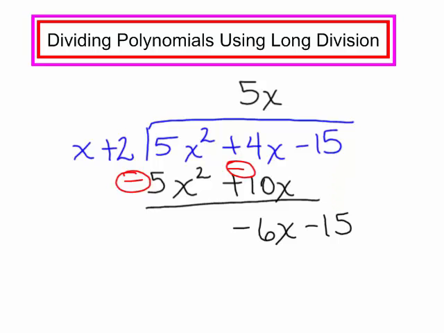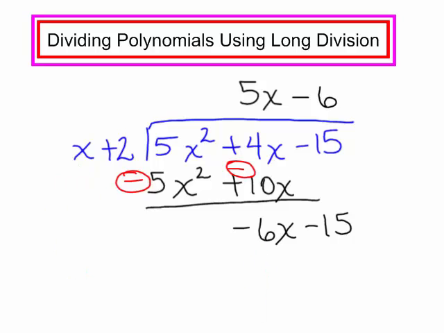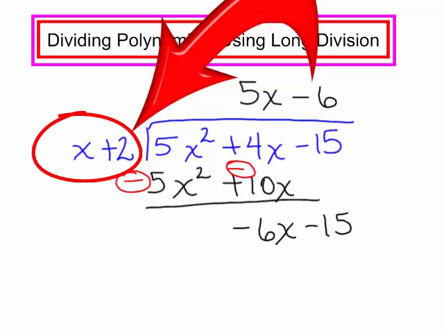Look at the first term in your divisor. How do you get from x to negative 6x? Hopefully you're saying you would need to multiply x times negative 6. And we will take negative 6 and multiply it by our divisor. And yes, it is a binomial. Negative 6 times x is negative 6x. Negative 6 times 2 is negative 12.